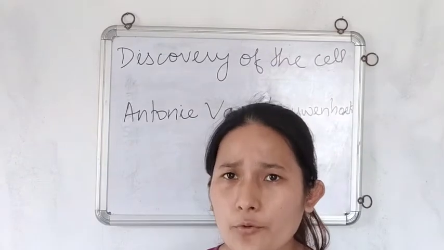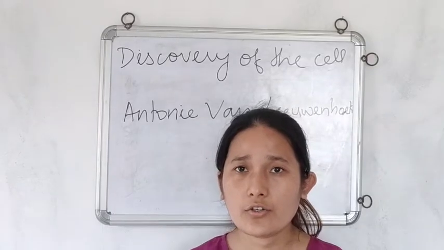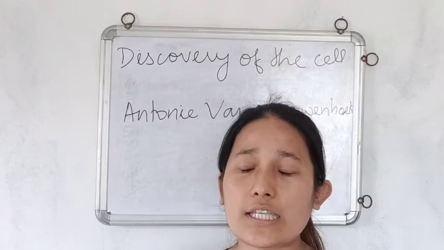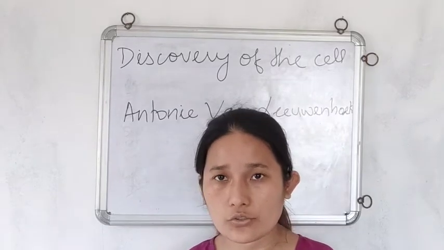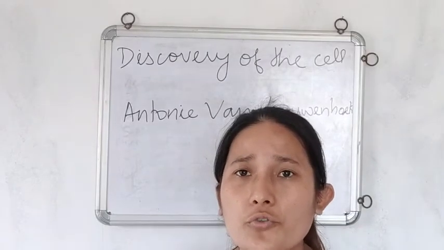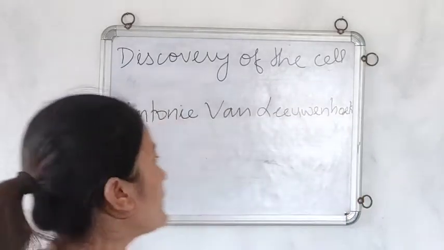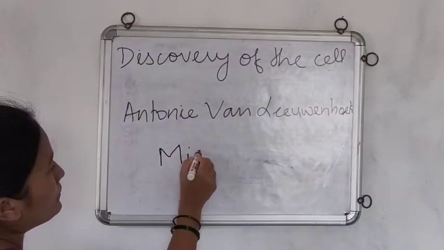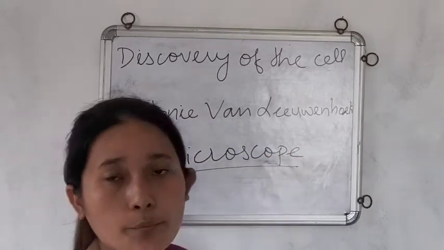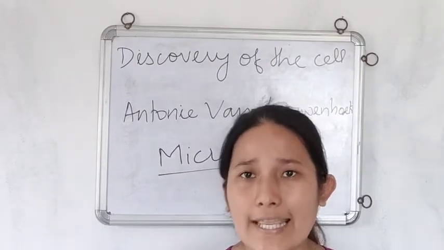Now can we visualize a cell with the naked eye? No, we cannot. Cells are very tiny. We cannot see them with our eyes. We need the help of another instrument or equipment with which you can visualize the cell. What is the name of that instrument? That is referred to as the microscope. With the help of a microscope only will you be able to visualize the cell because they are very tiny.